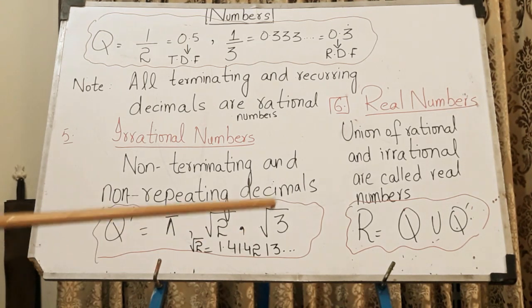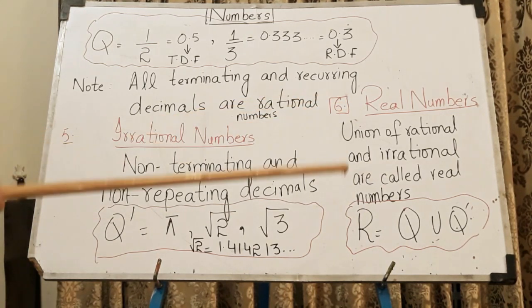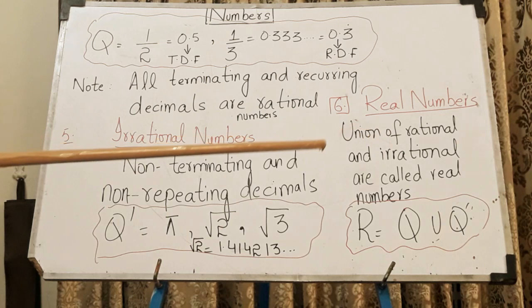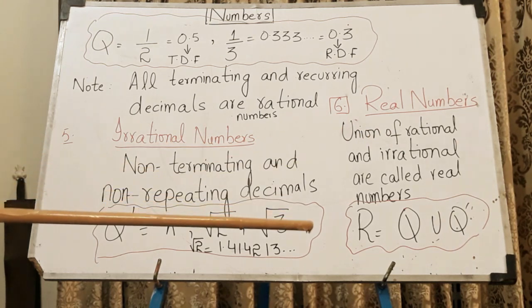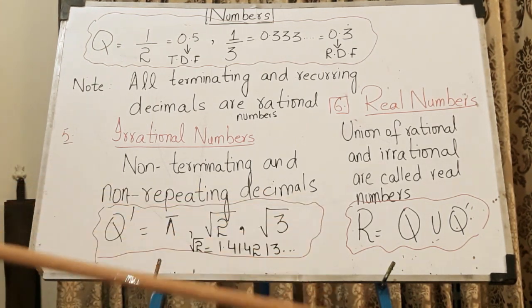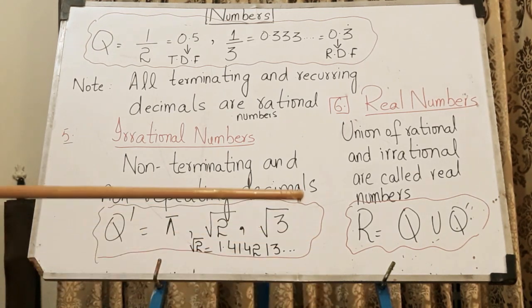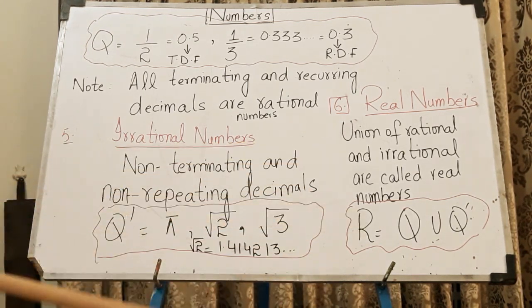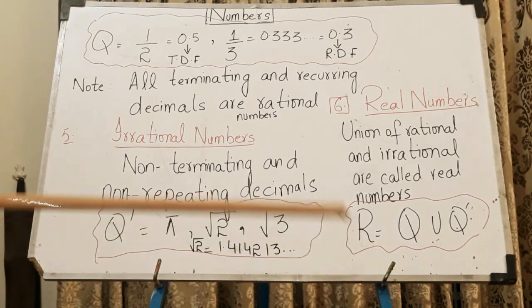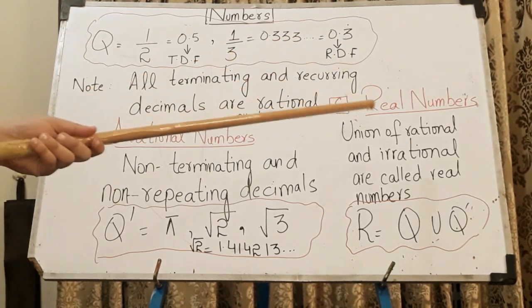Moving toward the last classification or last type of numbers, that is real numbers. The real numbers are the union of rational and irrational. Obviously, first I discussed the smallest, then I discussed the greater sets later on, step by step. First I discussed the natural numbers. Natural numbers become a subset of whole numbers, which become a subset of integers, which become a subset of the rational and irrational. Now, what is the definition of the real number?